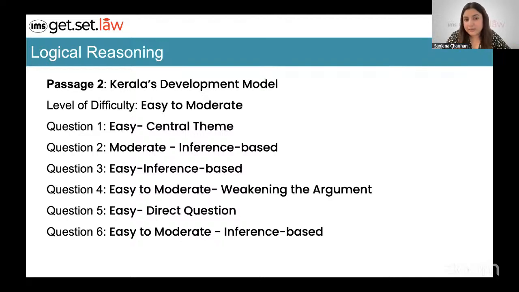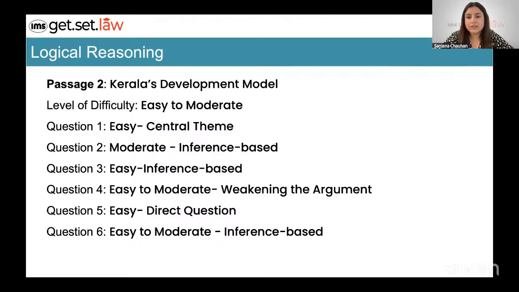There was a central theme-based question, question one, which is easy. There was an inference based question, again, on the moderate side of things. Another inference that was easy. But then there was a weakening the argument question. You have to undermine the argument. So I think that would have been possible.